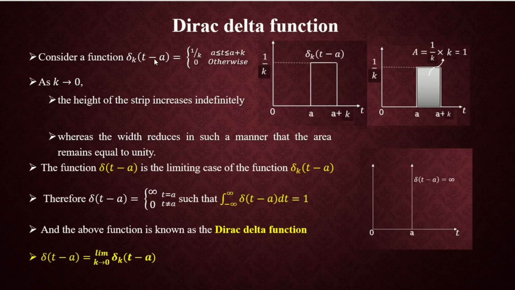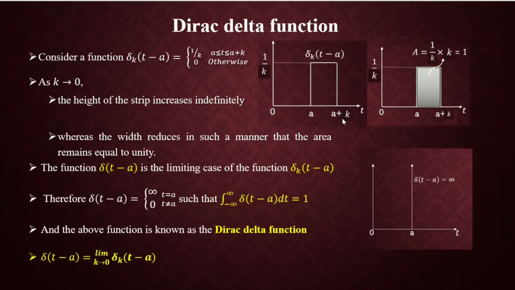Consider a function del k of t minus a, which is equal to 1 by k when a less than or equal to t less than or equal to a plus k and 0 otherwise. Now we can represent this function like this. The width of this function will be equal to k, right? That is, a plus k minus a will be equal to k. So this width will be equal to k. And this height will be equal to the function value, that is 1 by k. So the area of this function will be equal to 1 by k into k, which is equal to 1. So this function is of unit area.